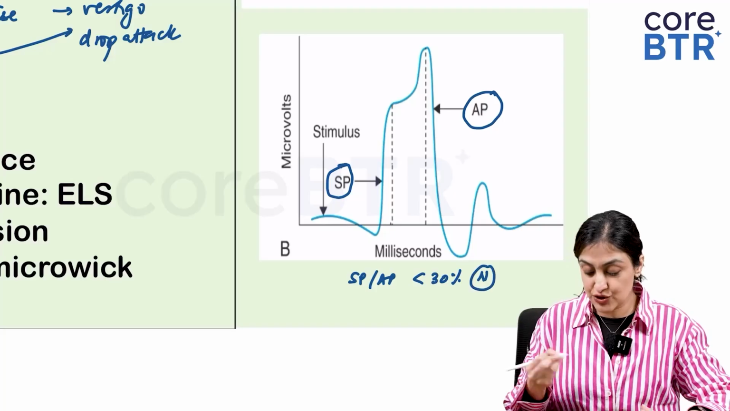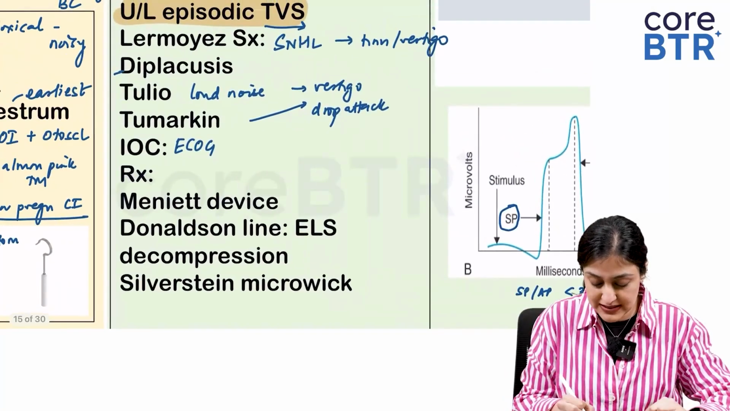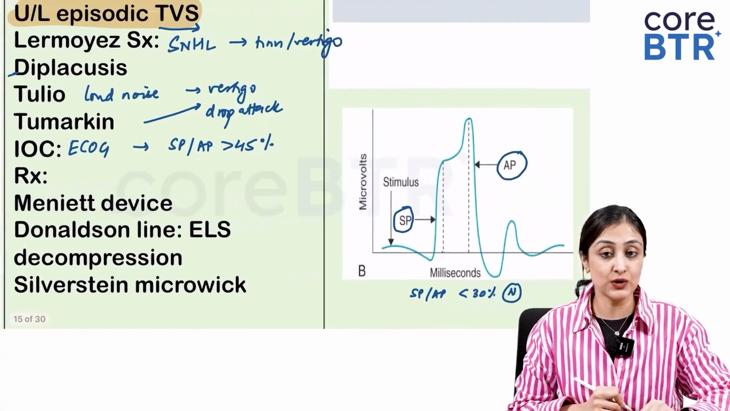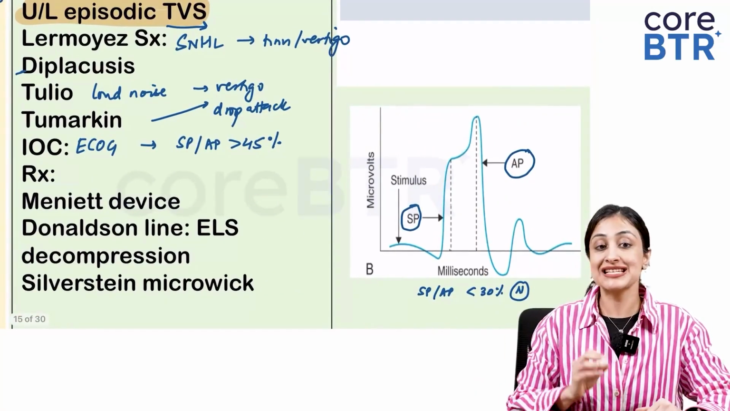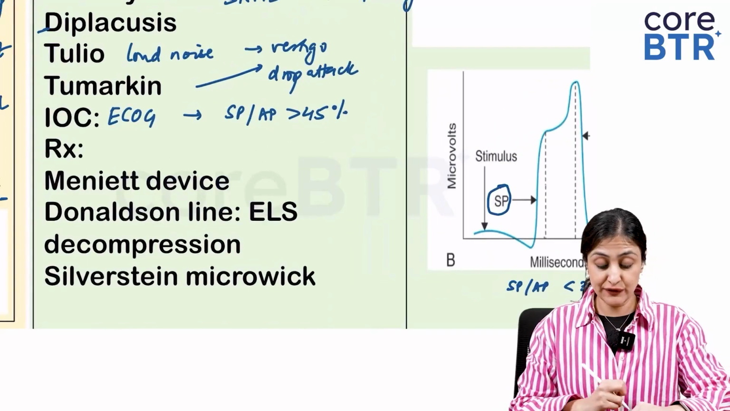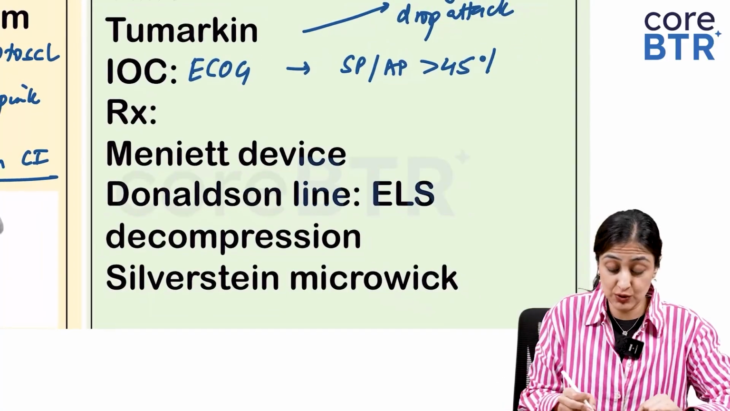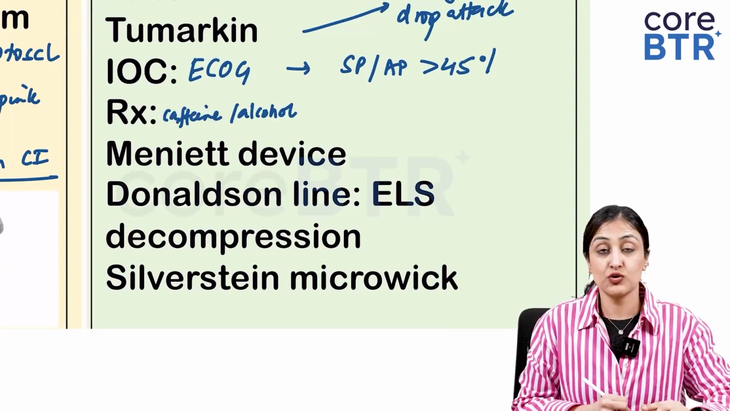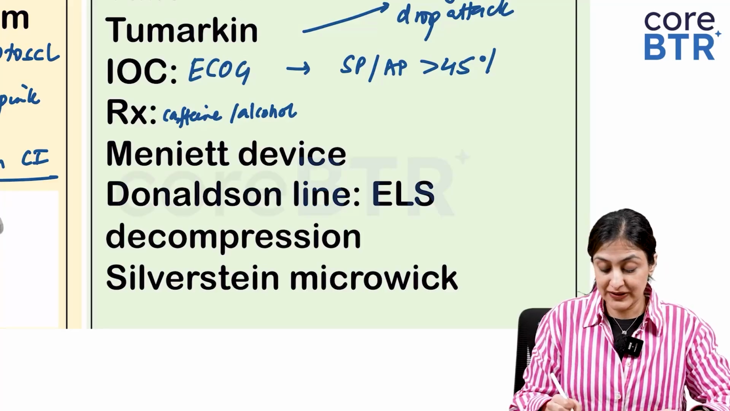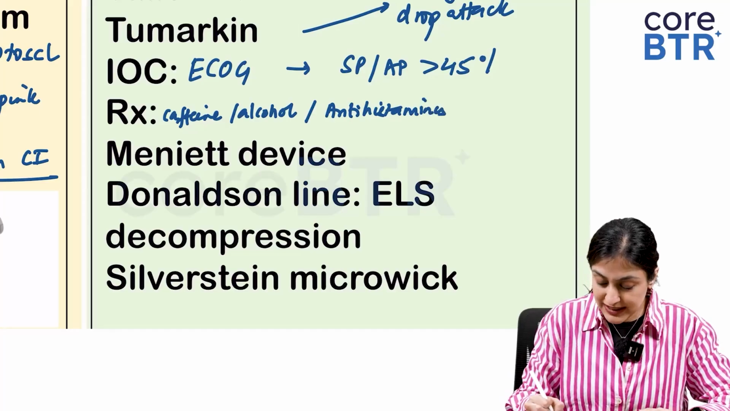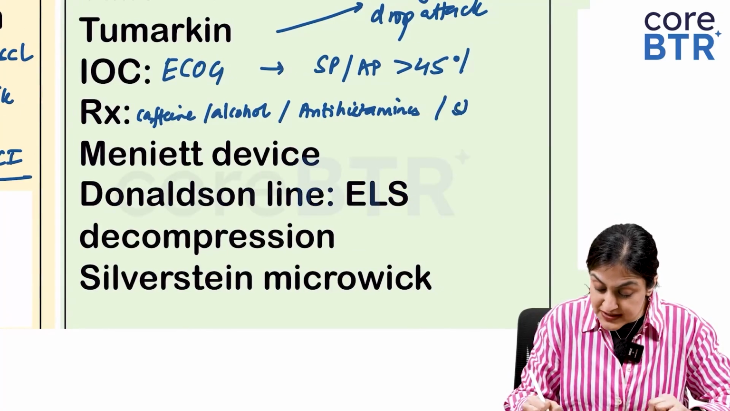So if this ratio increases, in Meniere's they see that the ratio SP by AP typically becomes more than 45%, and that's diagnostic of Meniere's disease. How to treat it? There are a variety of things that you can do. Initially you will do conservative measures where you remove all the good things in life from them. You remove caffeine, you remove alcohol from their diet, right? You give them antihistaminics, you can try. You can also try steroids.